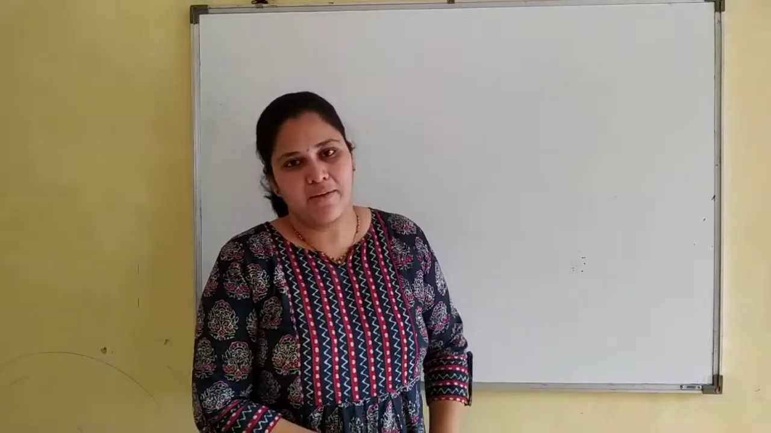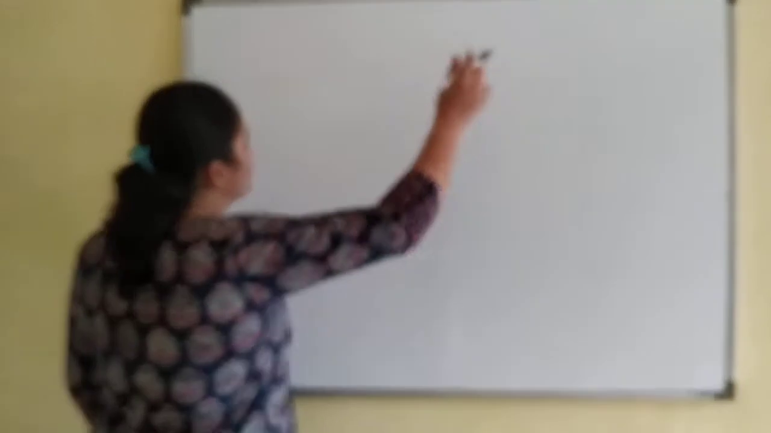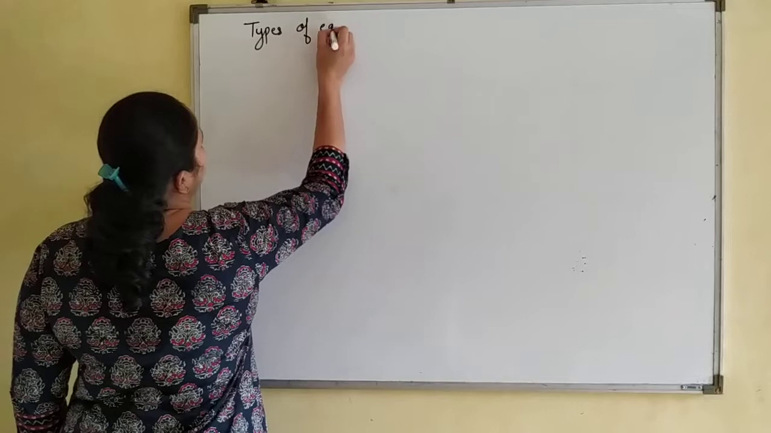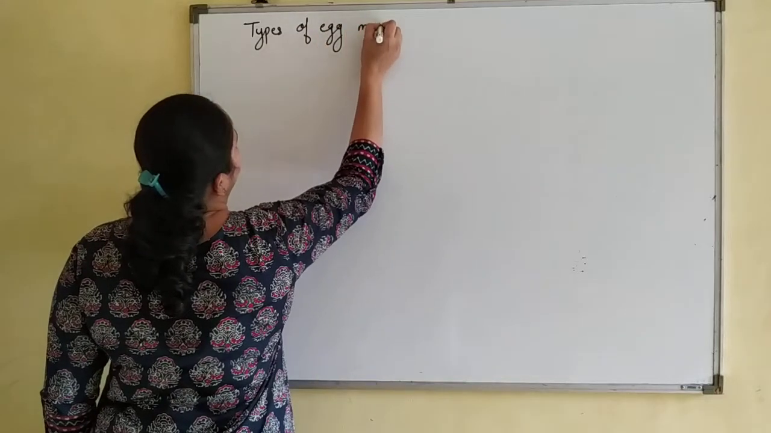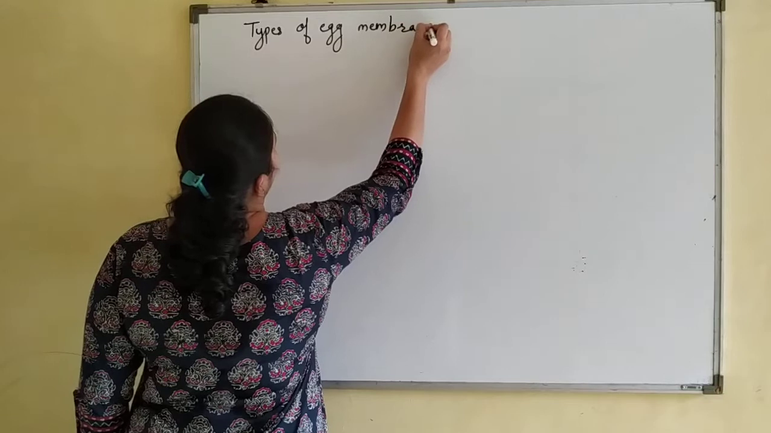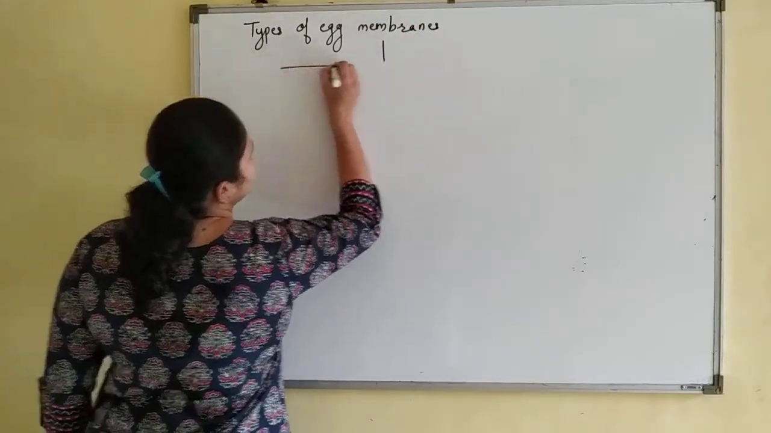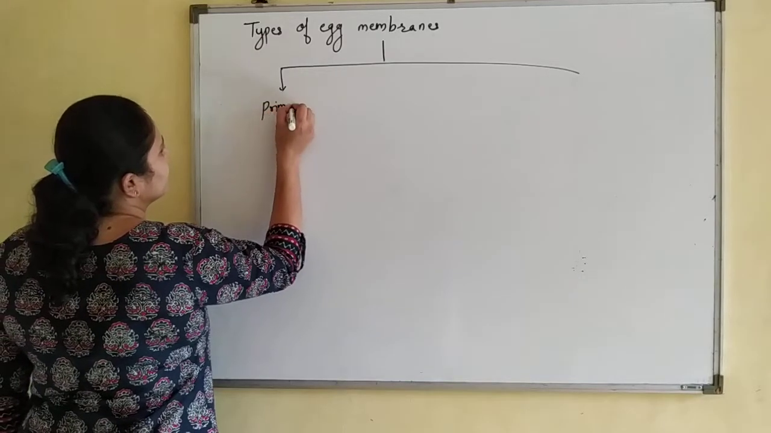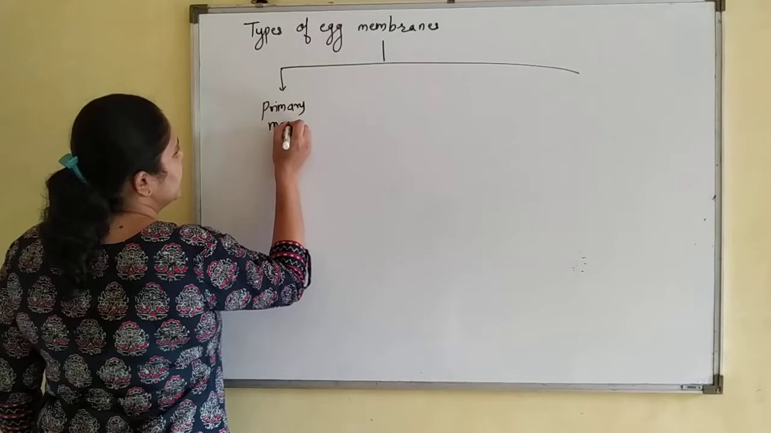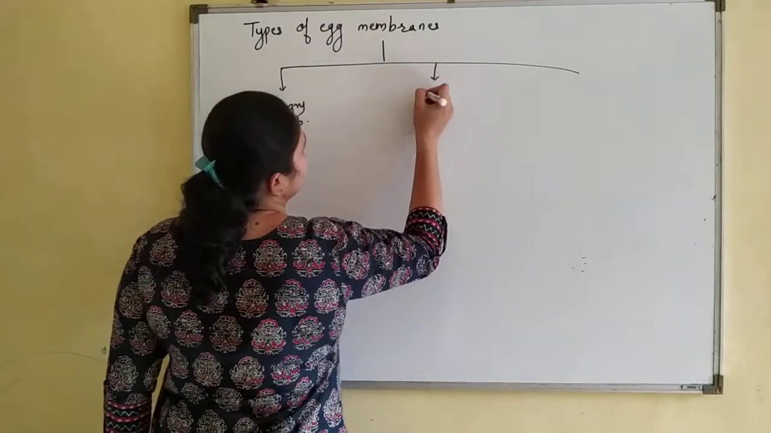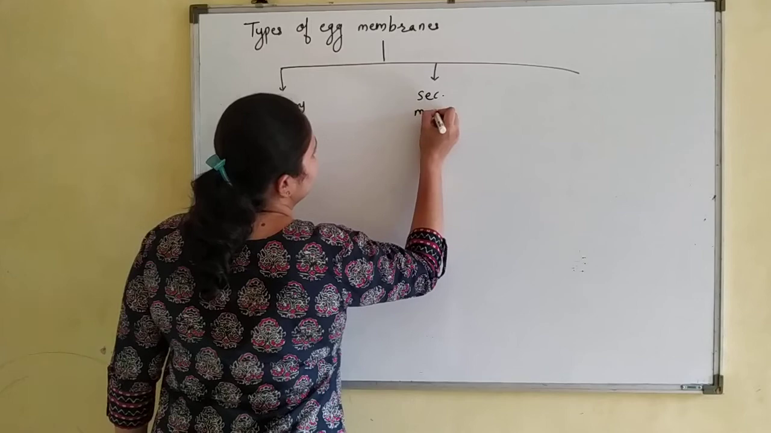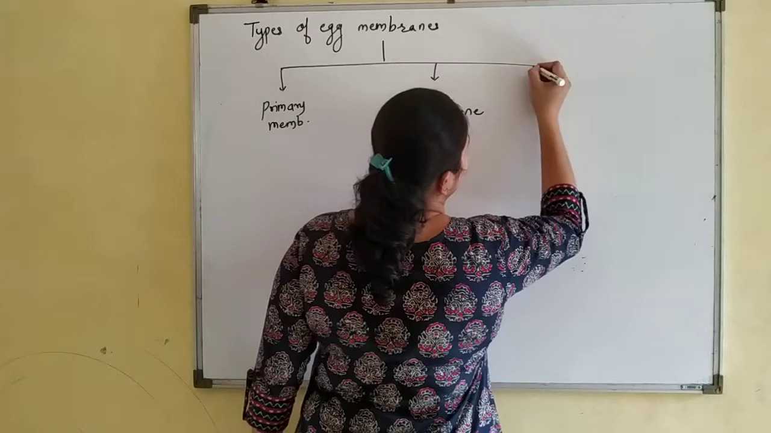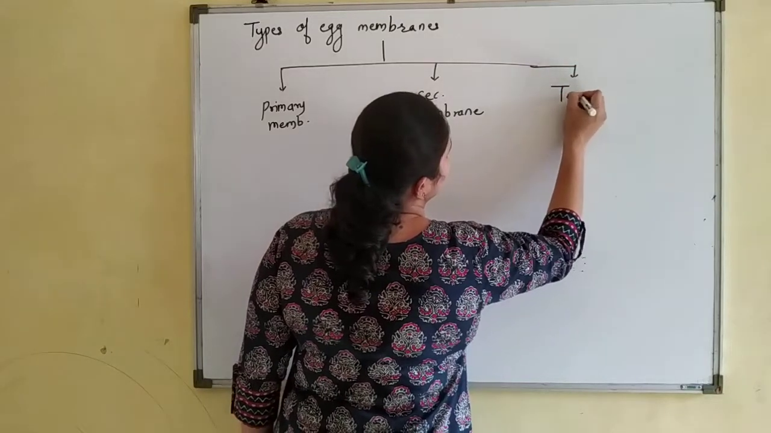Let's see the next part, that is types of egg membranes. Okay, first we will see types of egg membrane. There are three types of egg membrane: primary membrane, then secondary membrane, and third one, that is tertiary membrane.